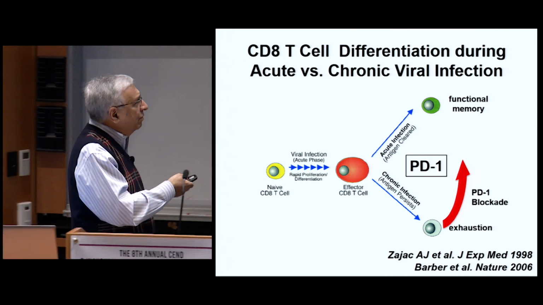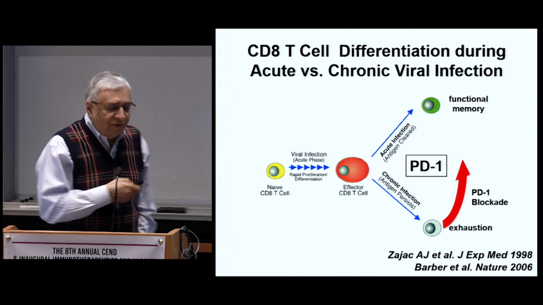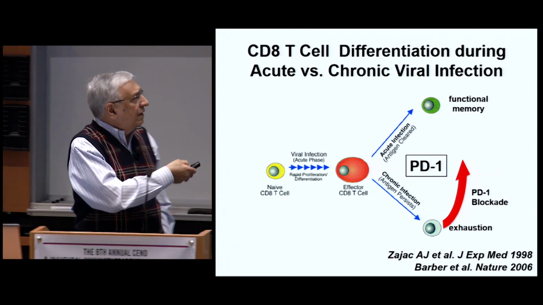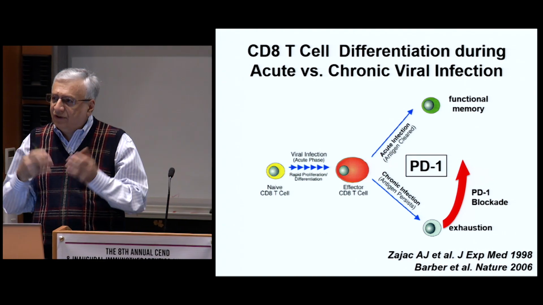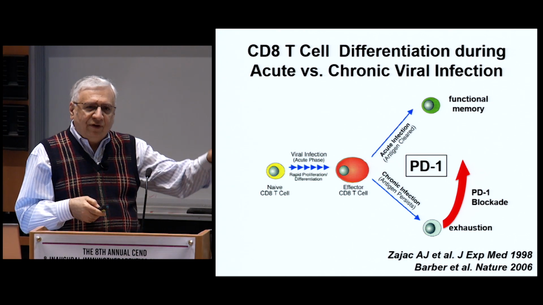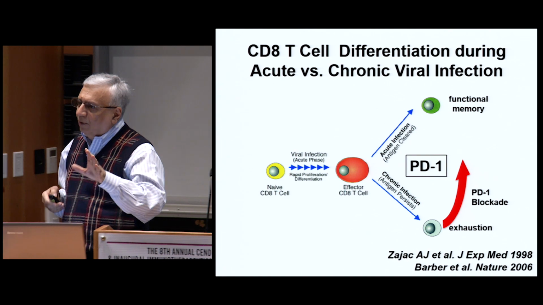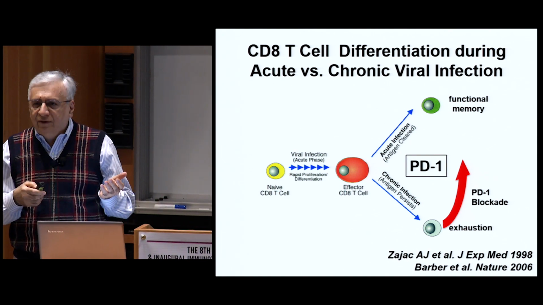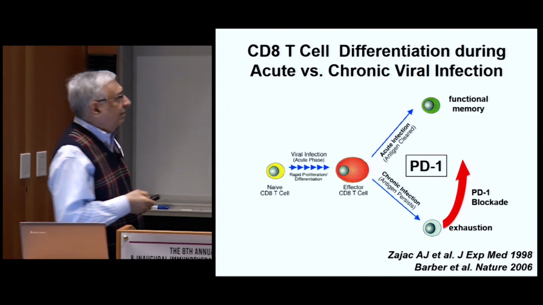So only about 1 to 5% of these cells survive and then give rise to the pool of highly functional memory cells. This slide is an oversimplification of functional memory. Of course, there are many different subsets of memory cells, but the message I want to give from this slide is that after an acute viral infection is controlled, you have highly functional memory cells both in the lymphoid and in the non-lymphoid tissues that can respond very rapidly upon reinfection.